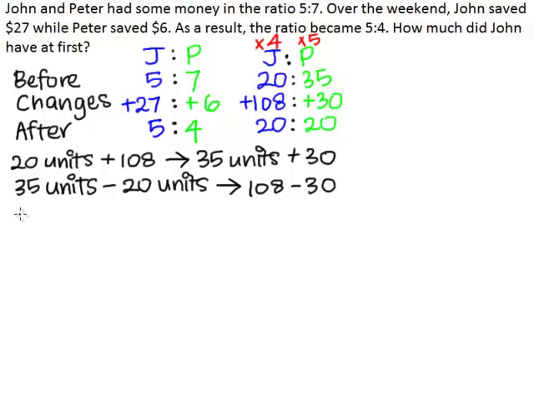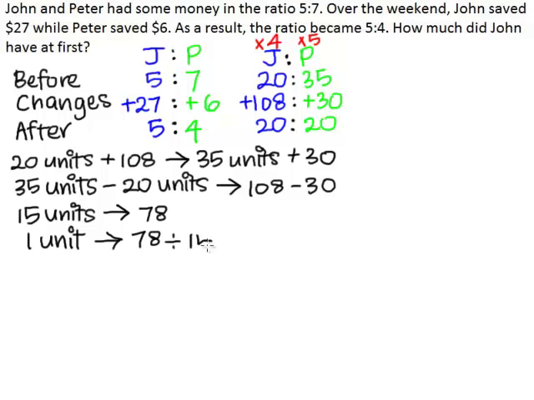The difference between 35 units and 20 units is 35 minus 20, which gives us 15 units. And this is the same as 108 minus 30, and this gives us 78. To find the value of 1 unit, we will take 78 and divide by 15, and this will give us 5.2.